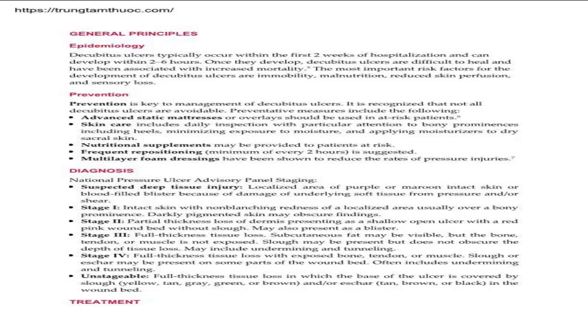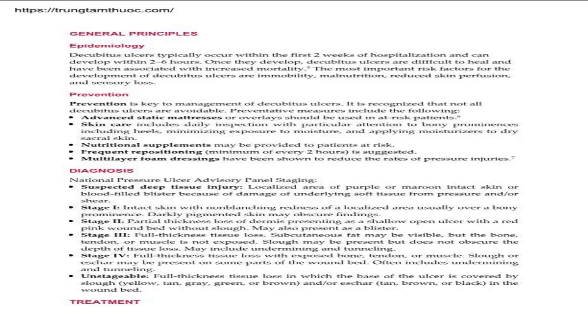Diagnosis. National Pressure Ulcer Advisory Panel staging. Suspected deep tissue injury: localized area of purple or maroon intact skin or blood-filled blister because of damage of underlying soft tissue from pressure and/or shear. Stage I: intact skin with non-blanching redness of the localized area, usually over a bony prominence. Darkly pigmented skin may obscure findings. Stage II: partial thickness loss of dermis presenting as a shallow open ulcer with a red-pink wound bed without slough. May also present as a blister.